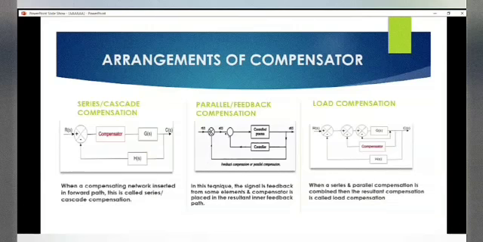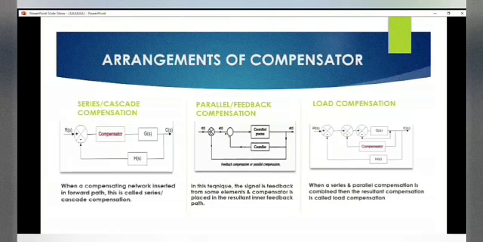Now our second topic is arrangement of compensators. The first one is series or cascade compensation, second is parallel and feedback compensation, and third is load compensation. What is series or cascade compensation? When a compensating network is inserted in the forward path, this is called series or cascade compensation.